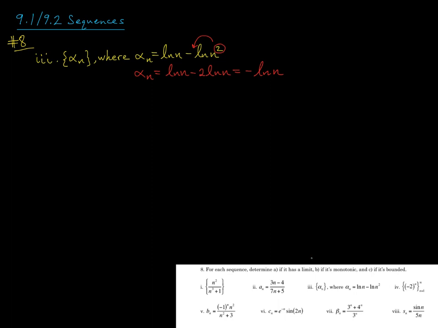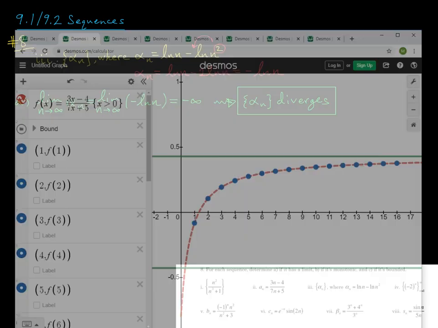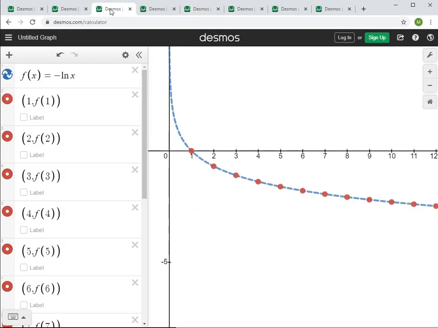And so for part A, does this thing have a limit? Well, got to recall that the natural log function, it approaches infinity as we let its argument, in this case n, approach infinity. And so with this negative in front, that means that the negative natural log of n will approach negative infinity. All right, here's a graph, by the way, of that sequence. So the negative natural log of x in blue, and then you see the corresponding sequence terms in red.